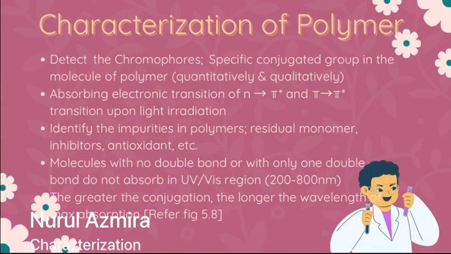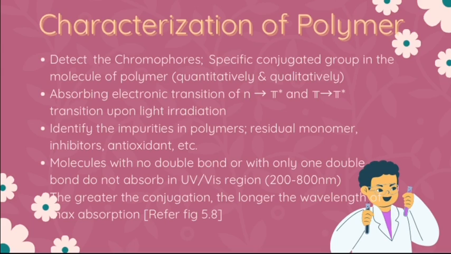Now let's move on to characterization of polymer. So UV visible spectroscopy is able to detect the chromophore. Chromophore is a specific conjugated group in the molecule of a polymer which can be identified quantitatively and qualitatively. It will absorb through electronic transition from bonding orbital level to anti-bonding orbital level, which is n to pi star and pi to pi star transition upon light irradiation.